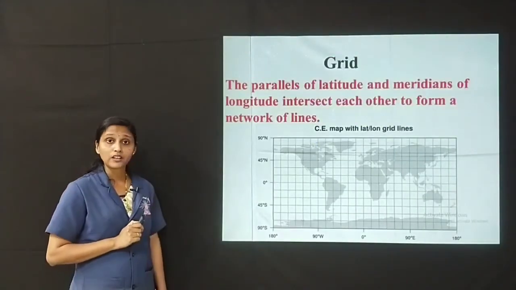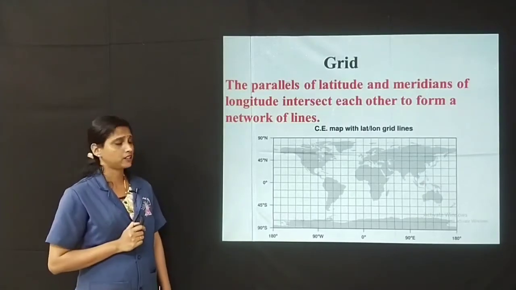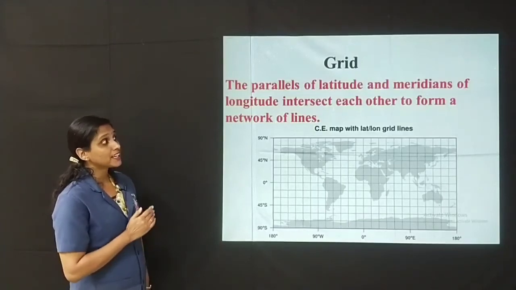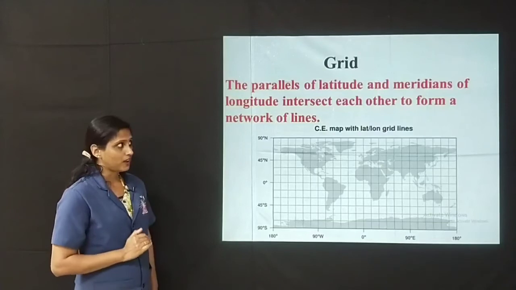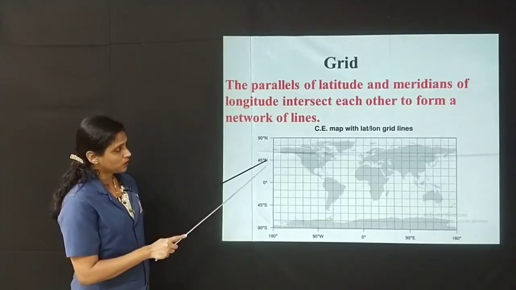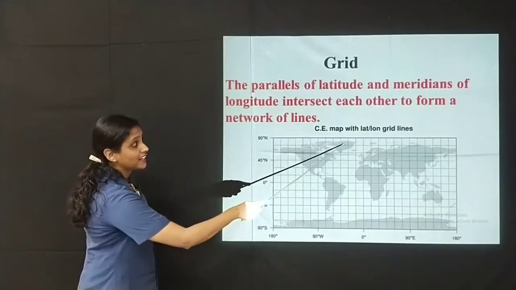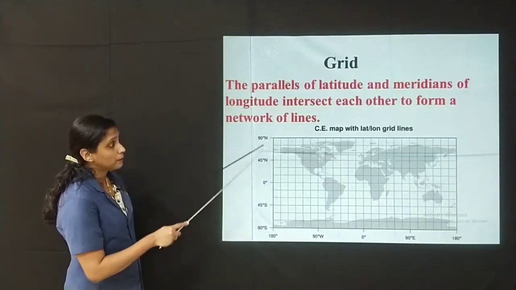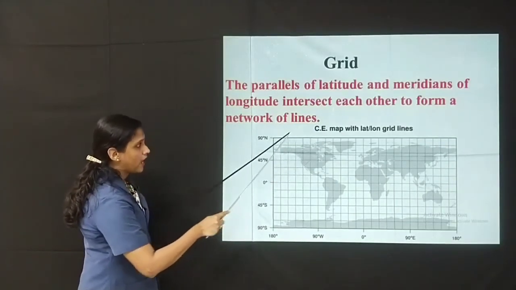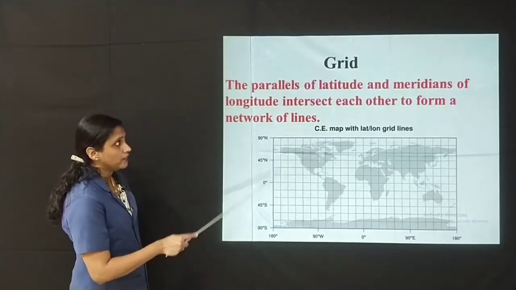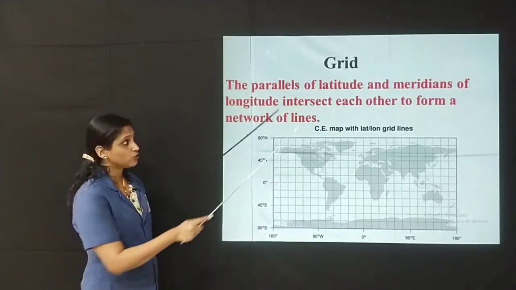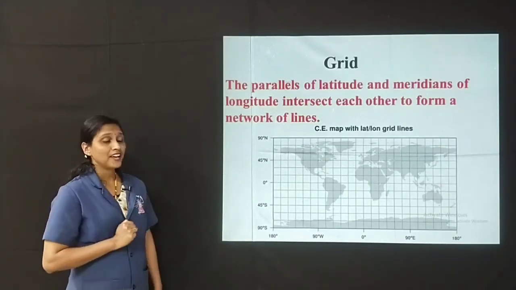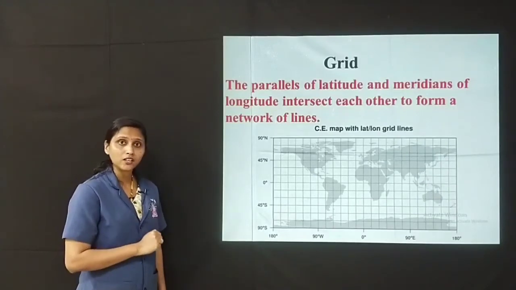Now let us learn about grid. What do you mean by grid? The parallels of latitude and meridians of longitude intersect each other to form a network of lines called a grid. You can observe here, these lines are latitude lines, whereas these lines are longitude lines. So, the parallels of latitude and meridians of longitude, they intersect each other to form a network of lines called grid. This grid helps us to locate the places on the earth.